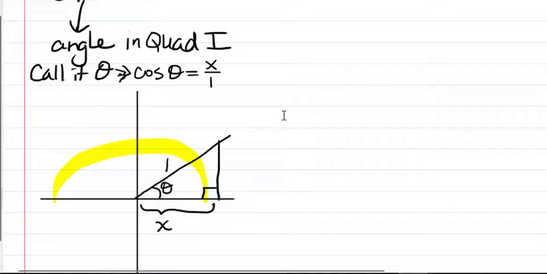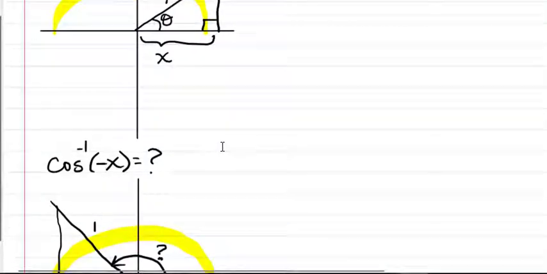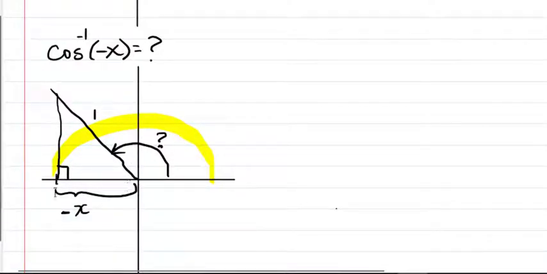Now what we'd like to know is if that angle is theta, what can we discern about the inverse cosine of negative x from this information here about x? Well, if x is a positive value, negative x is a negative value. And that negative x is going to be associated with some unknown angle, and that angle is going to have a cosine of negative x over 1.